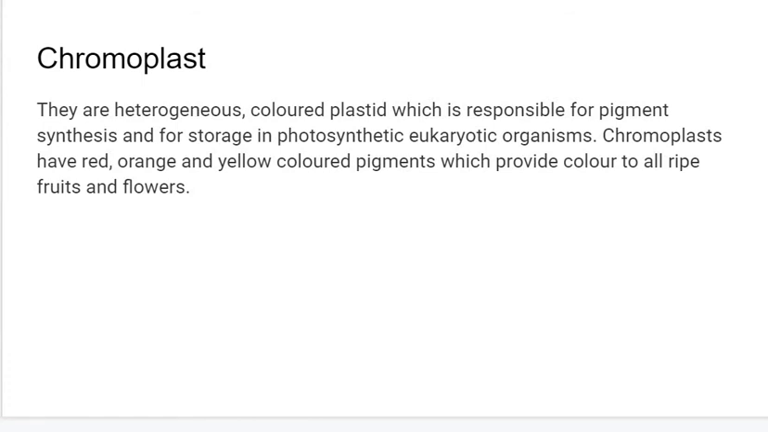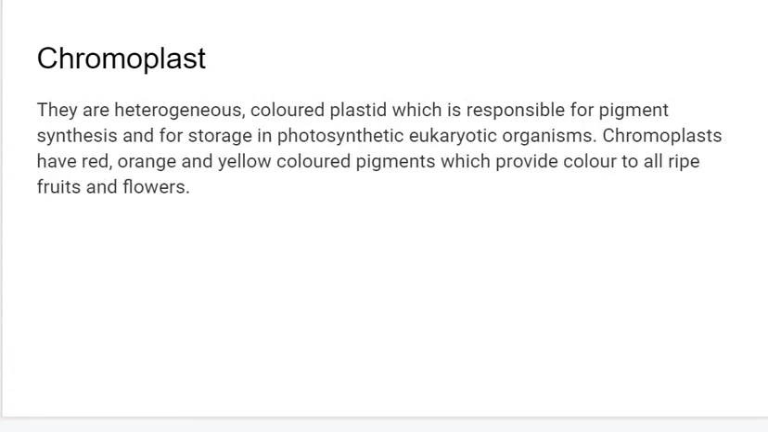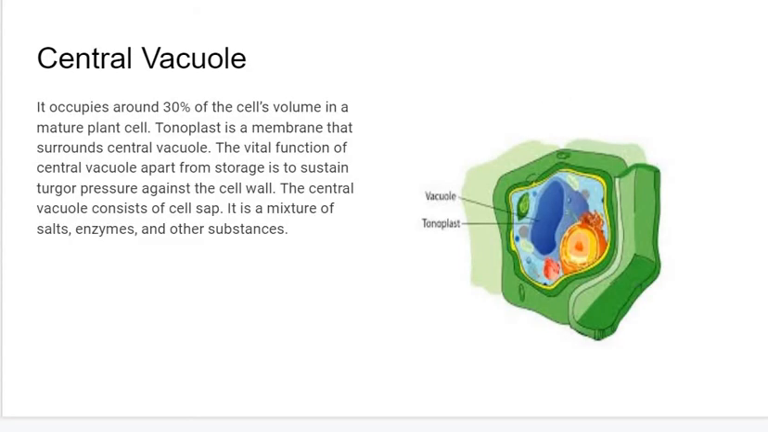Also, there's chromoplast. Remember, chloroplast and chromoplast are different. They're heterogeneous, colored plastids, which are responsible for pigment synthesis and for storage in photosynthetic organisms. Chromoplasts have red, orange, and yellow colored pigments which provide color to all ripe fruits and flowers.